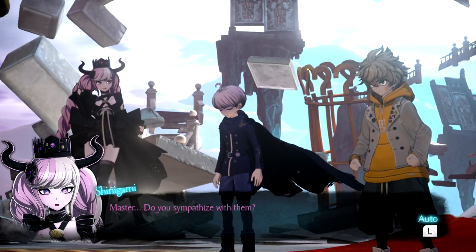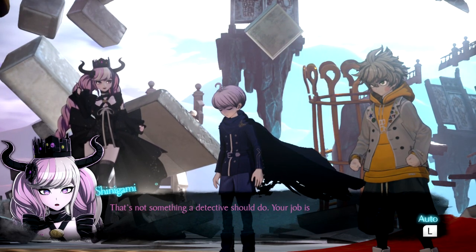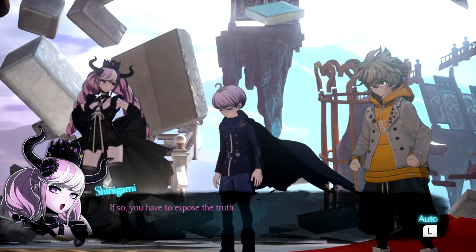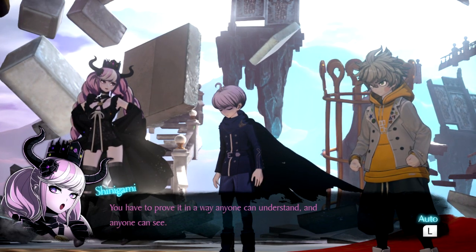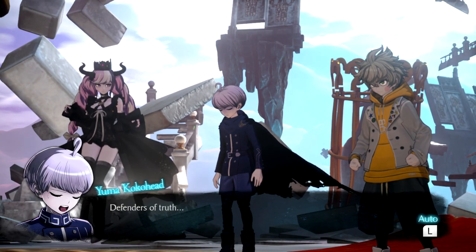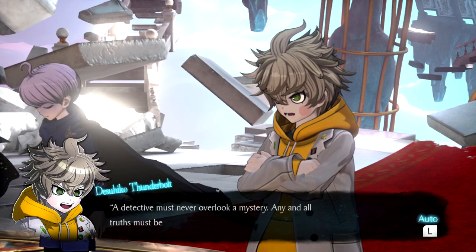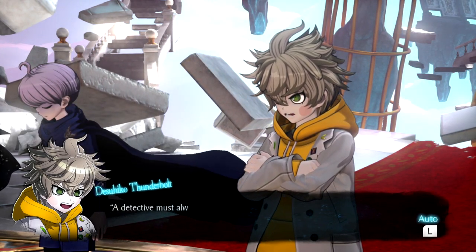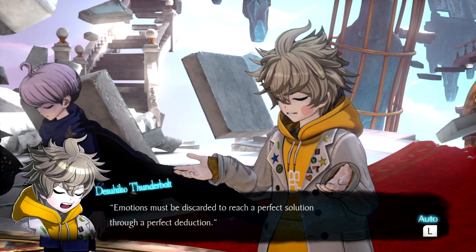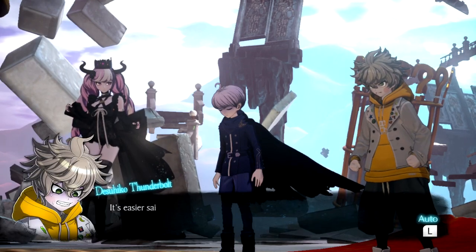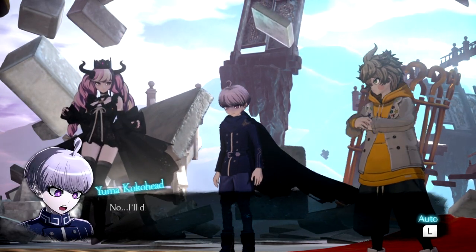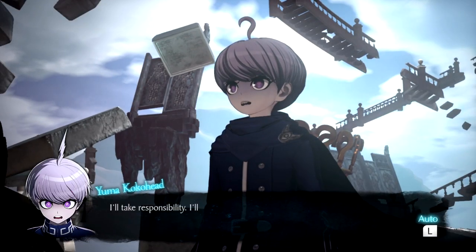Master, do you sympathize with them? That's not something a detective should do. Your job is to solve mysteries, isn't it? If so, you have to expose the truth. You have to prove it in a way anyone can understand and anyone can see. Detectives aren't defenders of justice, they're defenders of truth. Defenders of truth. A detective must never overlook a mystery. Any and all truths must be exposed. A detective must always prioritize solving a case. Emotions must be discarded to reach a perfect solution through a perfect deduction. It's easier said than done. Yuma, if you can't do it, I can take your place. No, I'll do it. I'll take responsibility. I'll see this through.